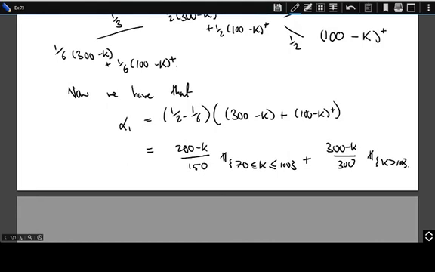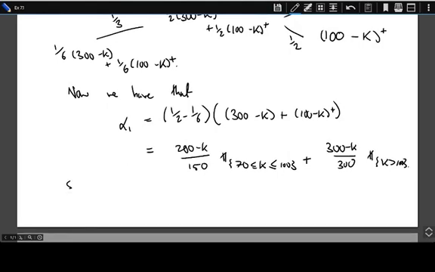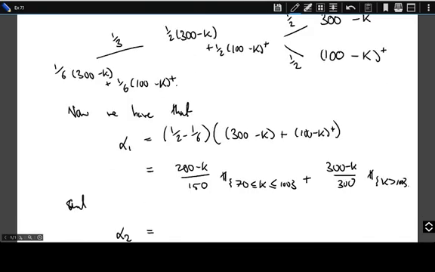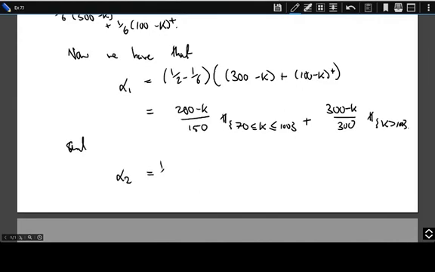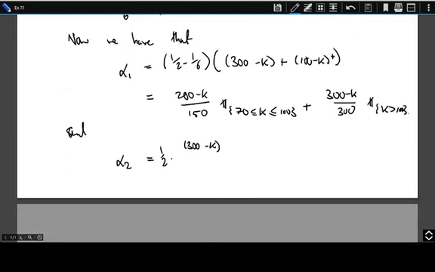In a similar way, we can calculate alpha 2. So we get on the left hand side 1/2 multiplied by 300 minus k, minus the half here, leaves us a half, minus the half 100 minus k plus, divided by, what's the value of S2? It's 300, minus the value of S1, which of course is 200. All of this is on the event that S1 is equal to 200.